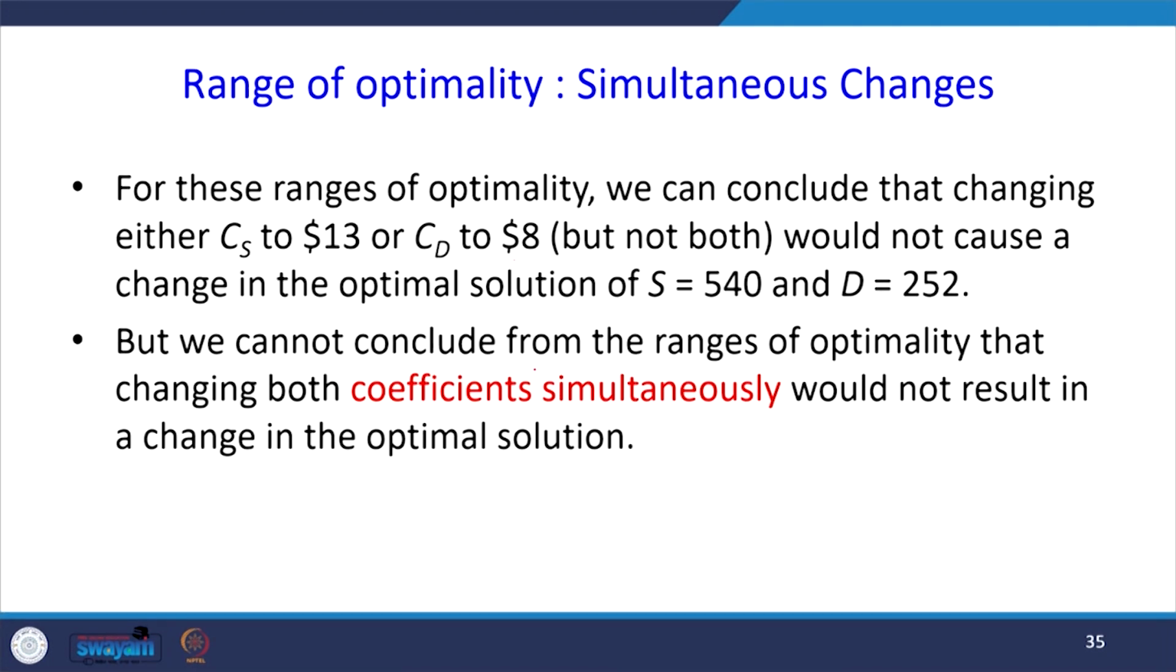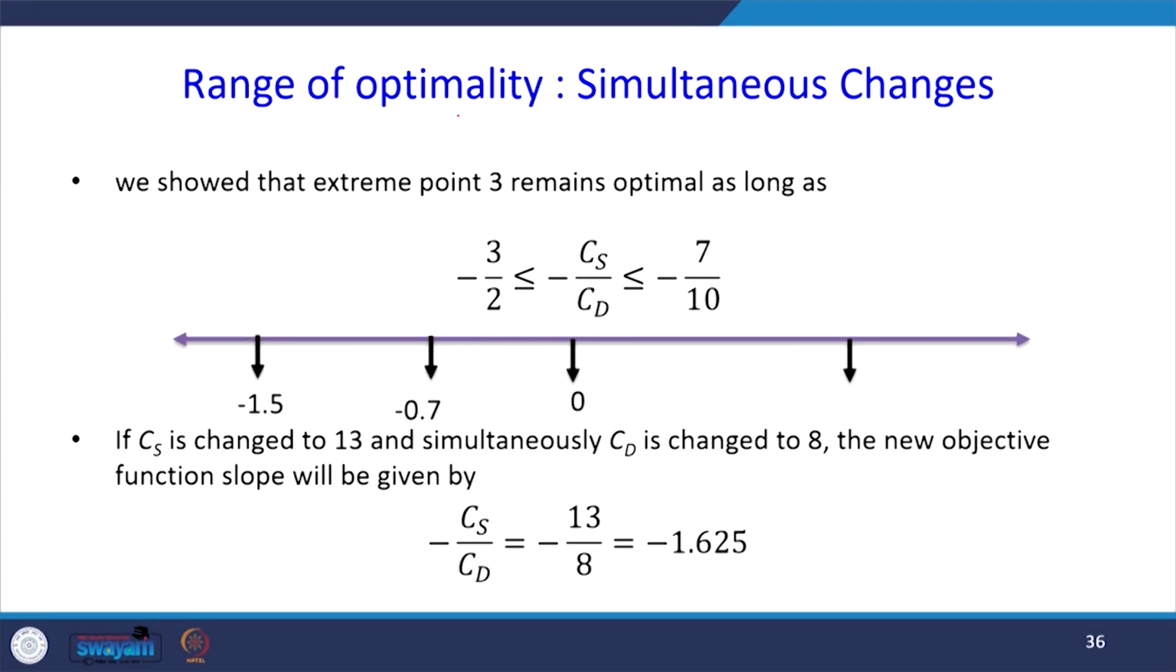But we cannot conclude from the ranges of optimality that changing both coefficients simultaneously would not result in a change in the optimal solution. So, what will happen if there are simultaneous changes? That will affect our range of optimality. We showed that extreme point 3 remains optimal as long as minus 3 upon 2 is less than or equal to minus CS by CD, which is less than or equal to minus 7 upon 10.